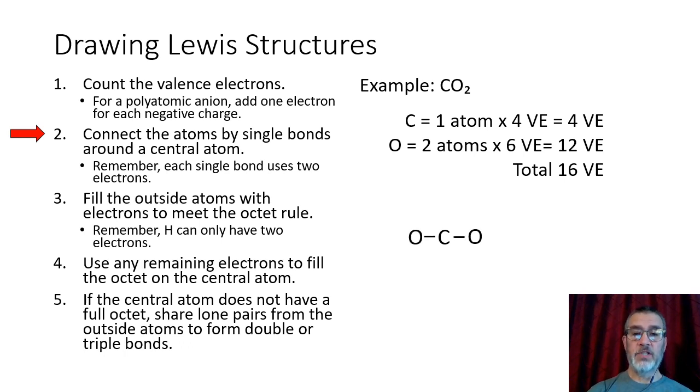Now you'll notice those single bonds are each 2 electrons, so that's 4 total electrons that I've used so far out of the total of 16. So I have 12 additional valence electrons. The next step is to fill the outside atoms with electrons to meet the octet rules. So let's place those 12 additional electrons as 2, 4, 6, 8, 10, 12. Now I've used all of my electrons, so I have a total of 16 valence electrons that show up either as pairs or within the bonds.